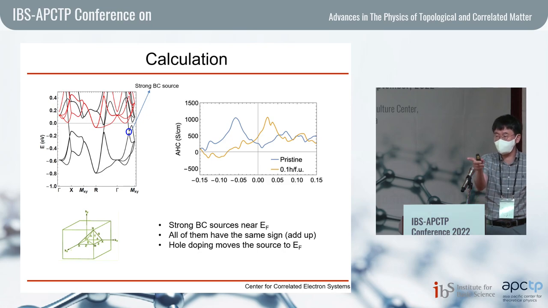Actually, Junon Rim is in the audience. He knows the real answer. But anyway, the gap is open even without spin-orbit coupling. So is this a Weyl point or not? No, it's not. It's really accidentally a small gap, with low energy, and it happens that there are four of them in the 2D plane, and they all have the same sign. So they all add up and lead to very large anomalous Hall conductivity.